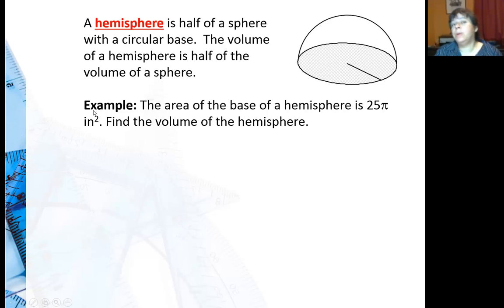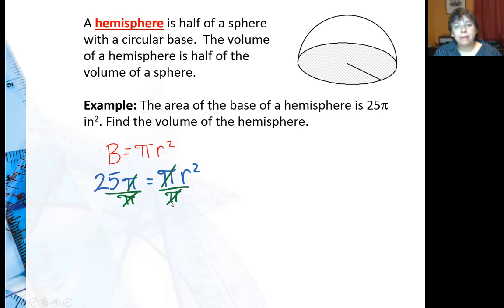Notice that it's inches squared because it's area. And I want to find the volume. Well, to find the volume, I need the radius. But since I know the area, I can find the radius. So first of all, I write down the area formula for the base, pi r squared, and I substitute on the left. See how the 25 pi here is the base area. And then I can divide both sides by pi, so I have 25 equals r squared. Take the square root of both sides, and I get the radius is 5.